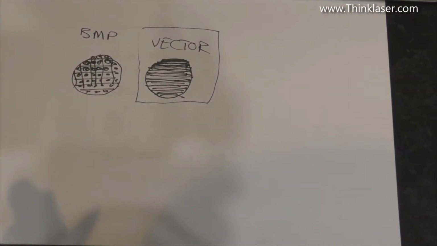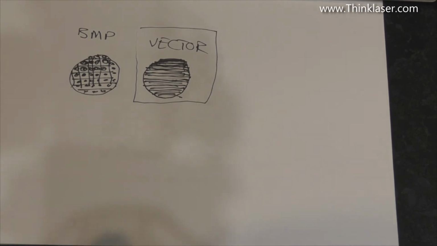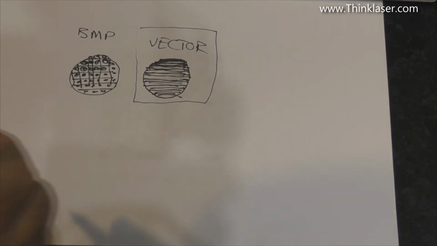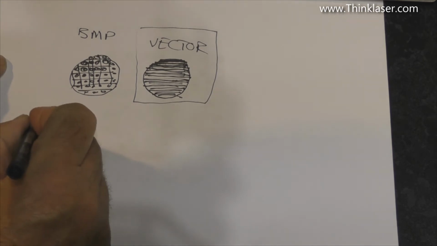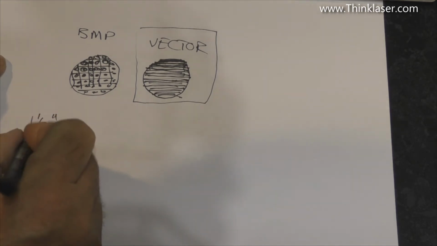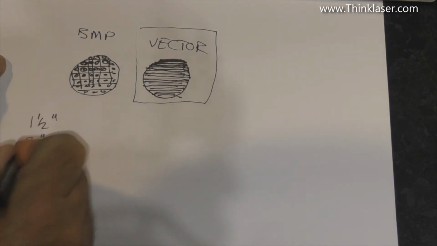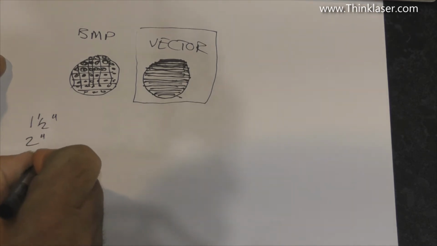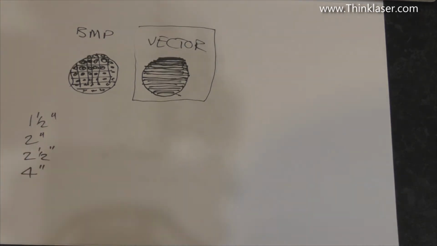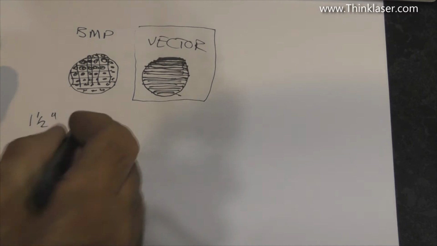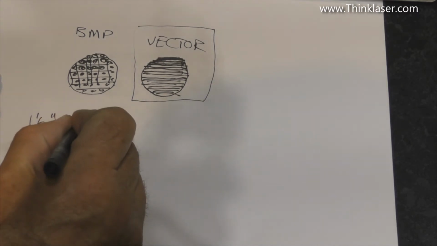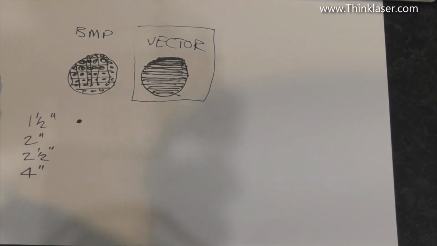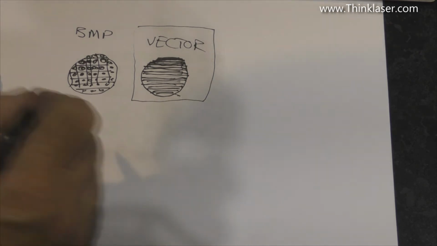Now, there are many different focal lengths of lenses that you can use in these machines. The most common ones are 1.5 inch, 2 inch, 2.5 inch, and 4 inch. Now, every one of those lenses has something called a theoretical spot size. Now, that is the smallest size dot that you can produce with that lens.